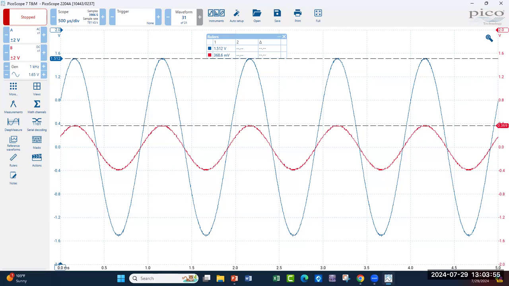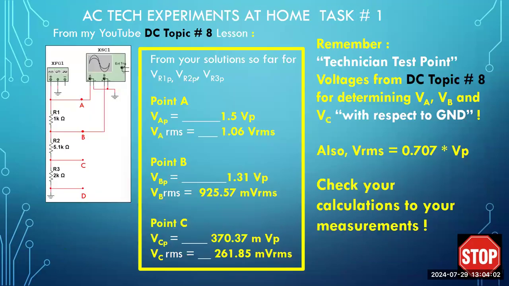That's great, because if I compare this with our values right here, my point A was 1.5 volt peak, and my point C, 370, is pretty close to the 360 millivolt peak on my oscilloscope.